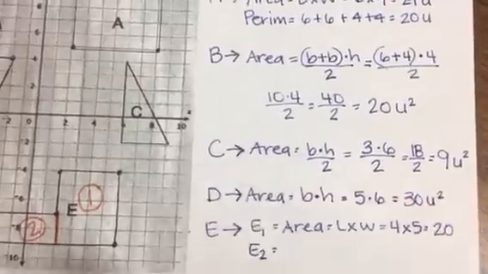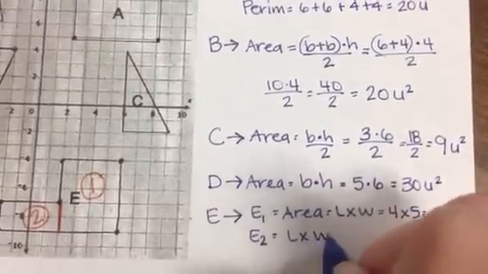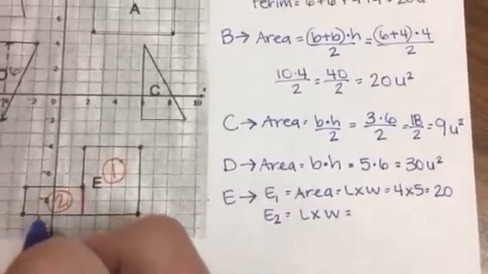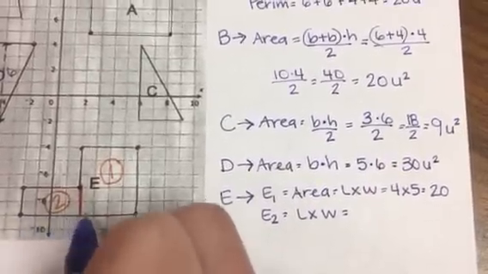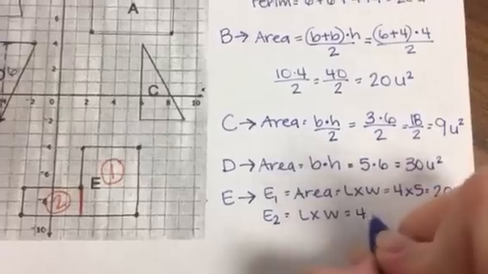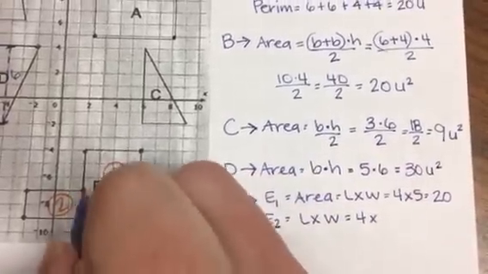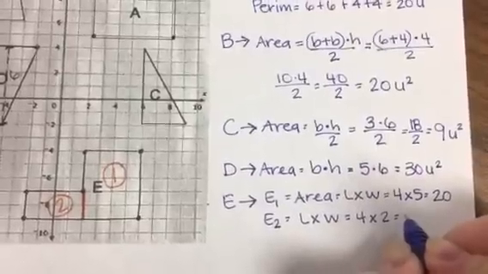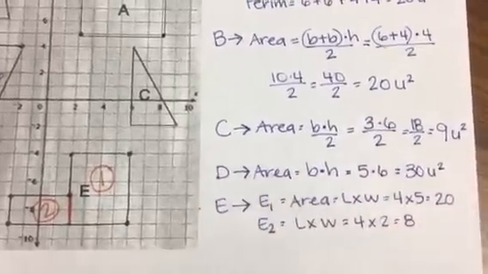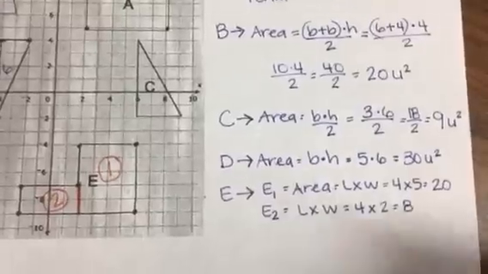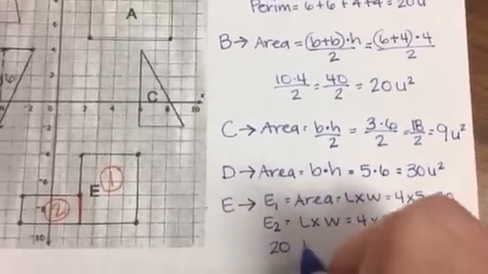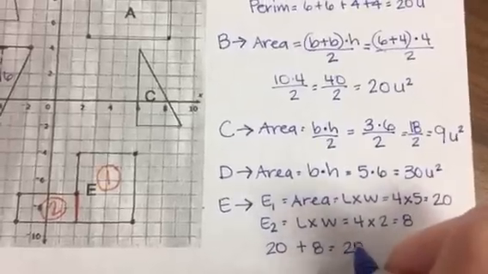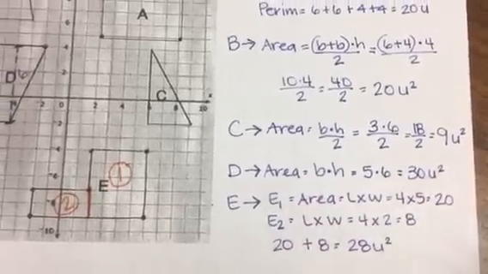E2 is also a rectangle, so I know that I'm going to do length times width for this one as well. E2 is 1, 2, 3, 4 units in length and only 2 units in height. So that one would be a total area of 8. So now to find the total area of figure E, we would do 20 plus 8, which gives me a combined area of 28 units squared.